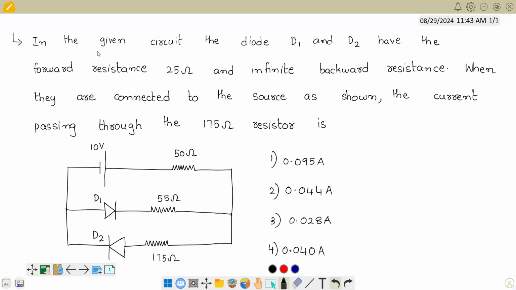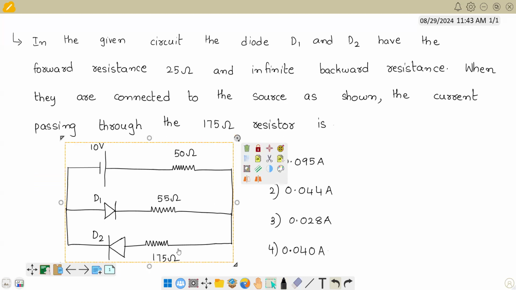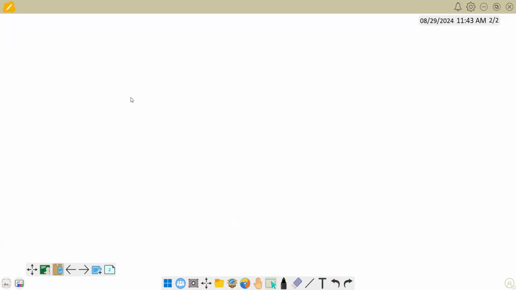Hello student, the question says, in the given circuit, the diode D1 and D2 have the forward resistance of 25 ohm and infinite backward resistance. When they are connected to the source as shown, the current passing through the 175 ohm resistor is. So let us take this diagram and we need to find what's the current flowing through this 175 ohm resistor.